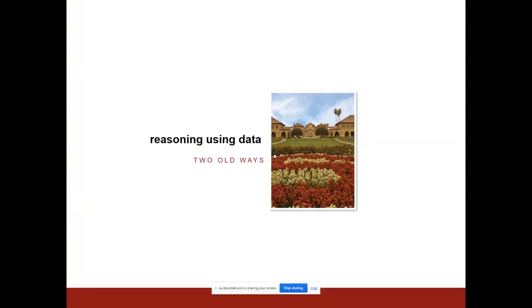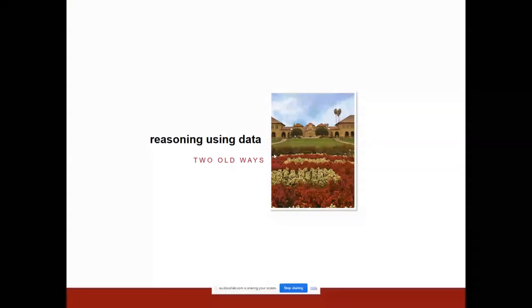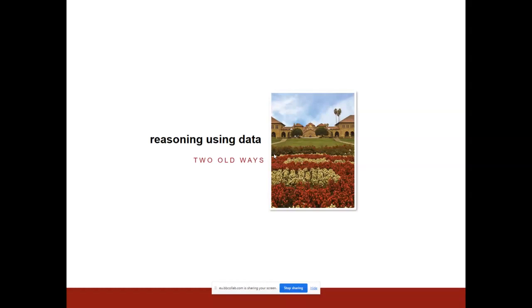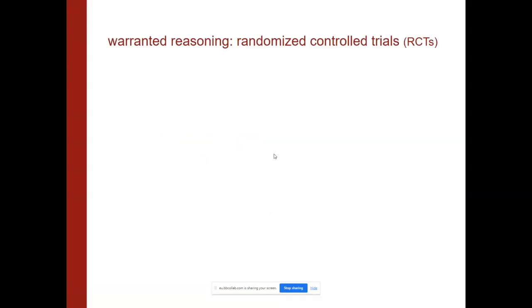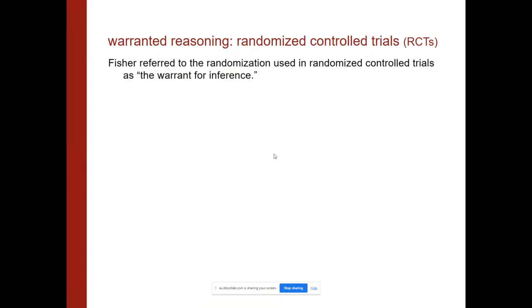Okay, so now we're going to tell you more directly about these 3 different styles of reasoning. I'm going to start with the old ones that are more traditional in statistics, then we'll switch over to Jordan to talk about the new one. So warranted reasoning. The classic example is randomized controlled trials, RCTs, but also sampling, like a survey or something like that.